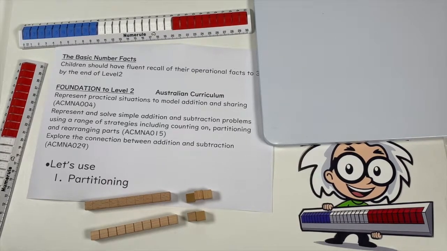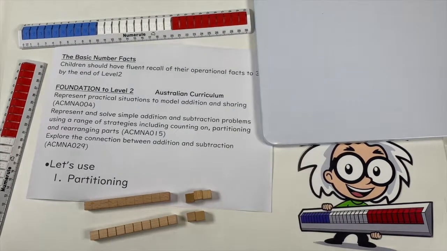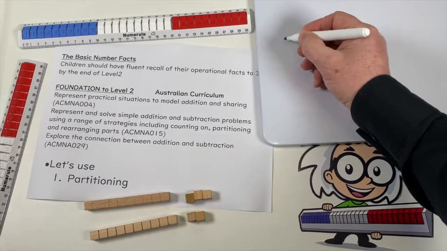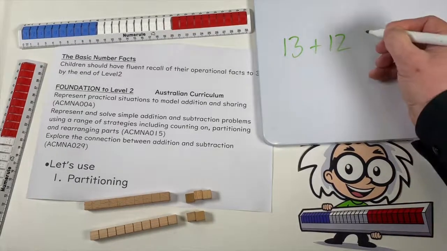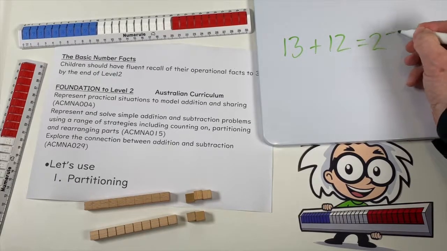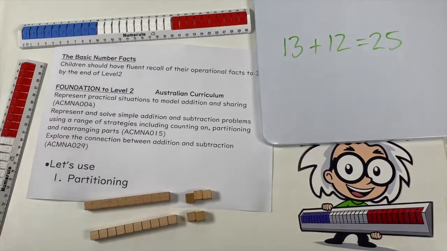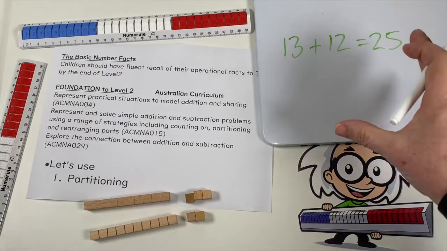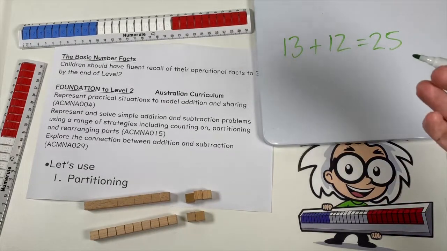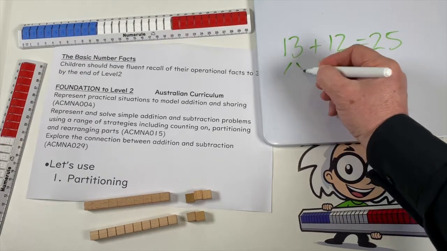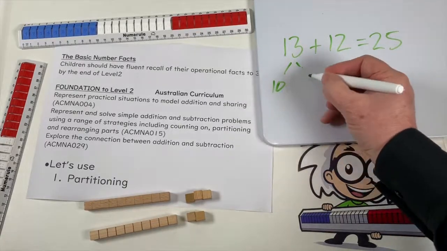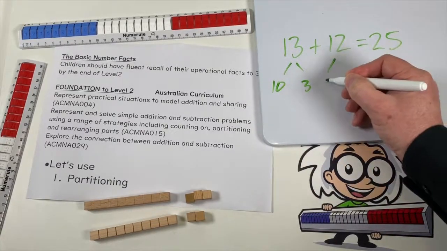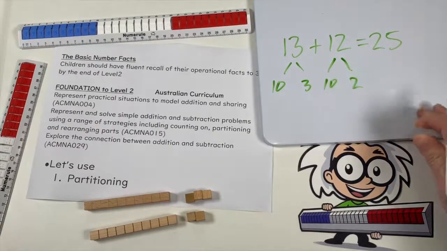So essentially what we're doing when we are partitioning, we're using it as a mental strategy. So if we had our 13 and we were going to add on our 12, you and I both know that this is going to be 25, but for kids that are learning maths, this is a really good strategy, just one of many that they can use. So we would think of breaking this up into our place value elements, which would be 10 and 3, and this one would be 10 and 2.